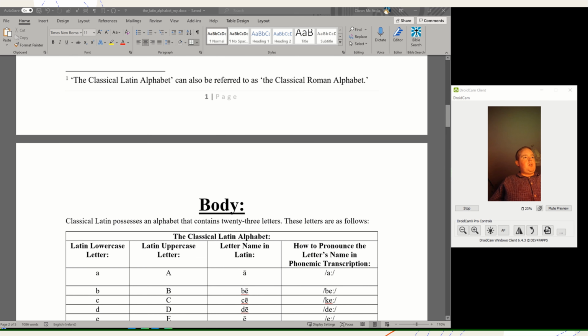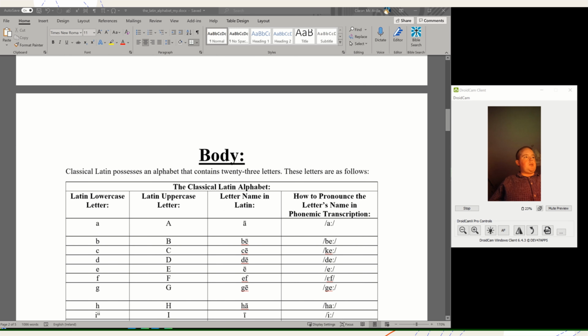Body. Classical Latin possesses an alphabet that contains 23 letters. These letters are as follows. This column is for Latin lowercase letters. This column is for Latin uppercase letters. This column has the letter name in Latin. And this column is how to pronounce the letter's name in phonemic transcription. This is the International Phonetic Alphabet.